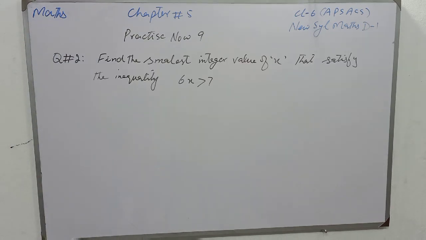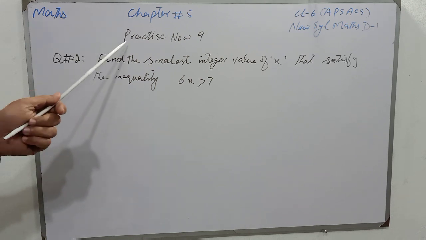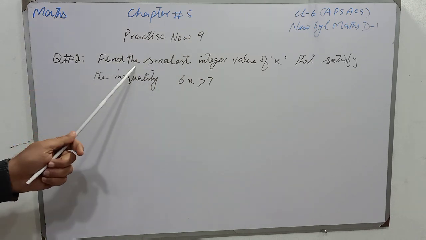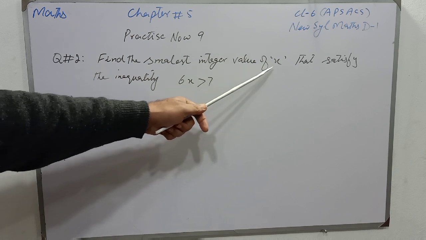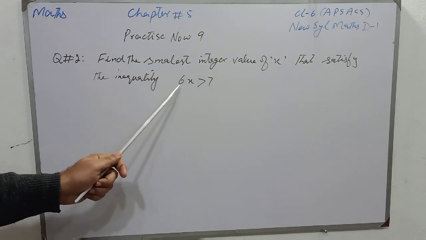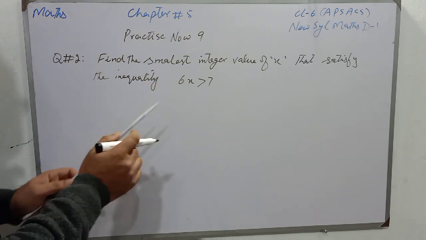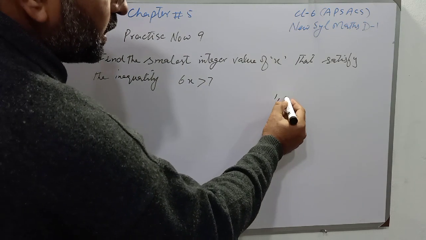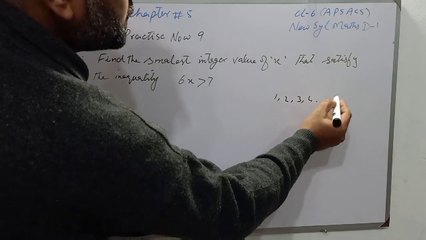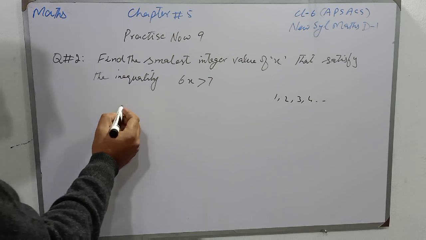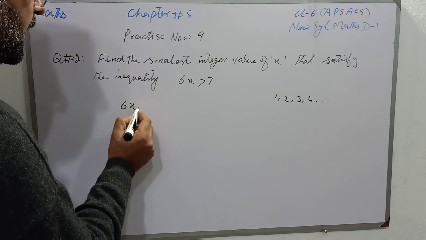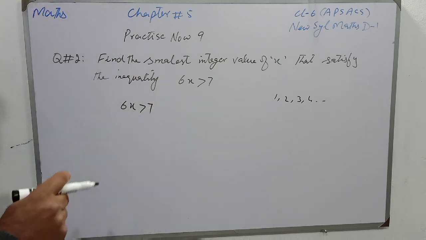Students, question number 2 of Practice Now 9 is: find the smallest integer value of x that satisfies the inequality 6x is greater than 7. Students, we have to find the value of x in the form of 1, 2, 3, 4 and so on. And students, we will write it as 6x is greater than 7.